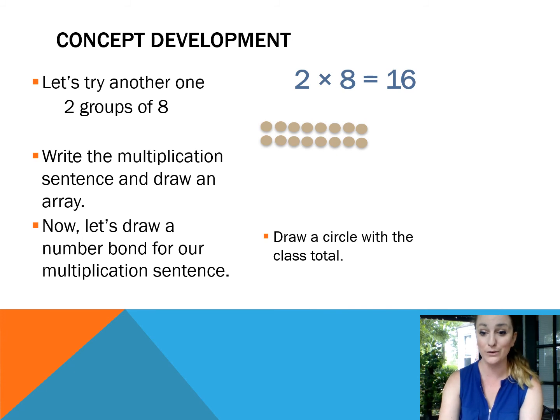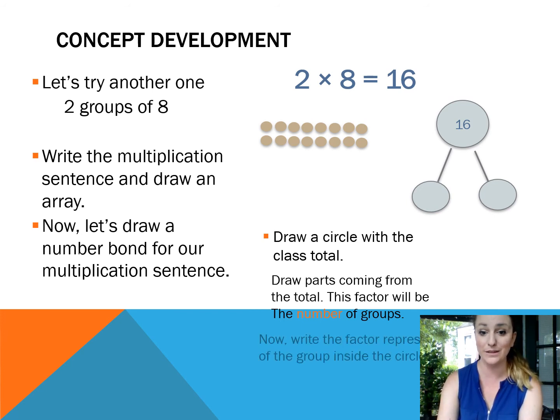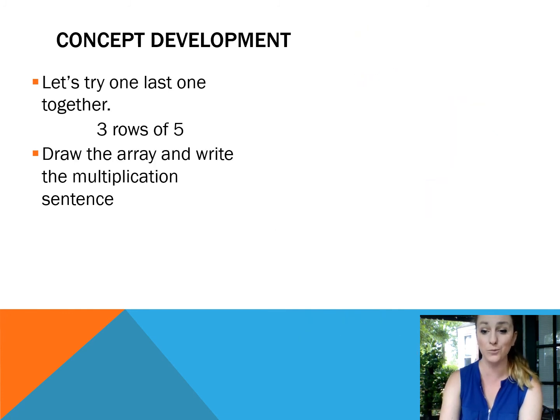Draw a circle first with the class total, which was 16. Then, since there are 2 rows and 2 groups, this is going to be 2 groups on our number bond. The 2 shows the factor of groups. Next, let's write the size of each group in our number bond. That is our second factor, the 8. Now we see that we had 2 groups of 8 with a total of 16 in both our array and our number bond. Let's do one more. You may reset your whiteboard.